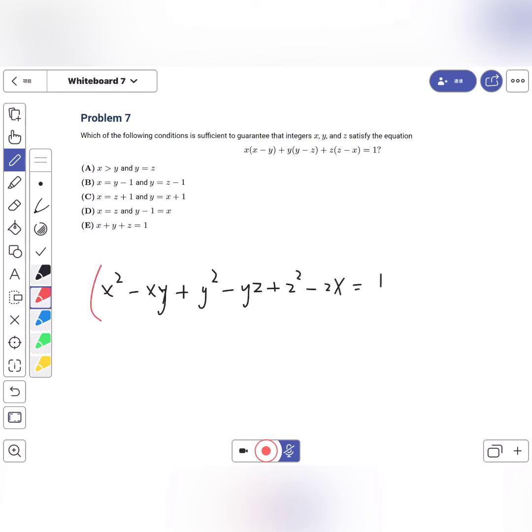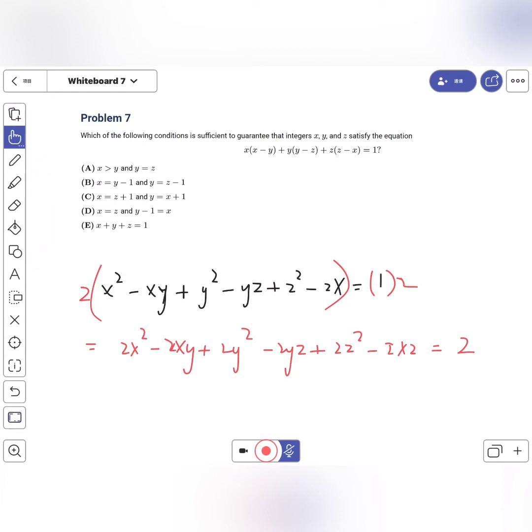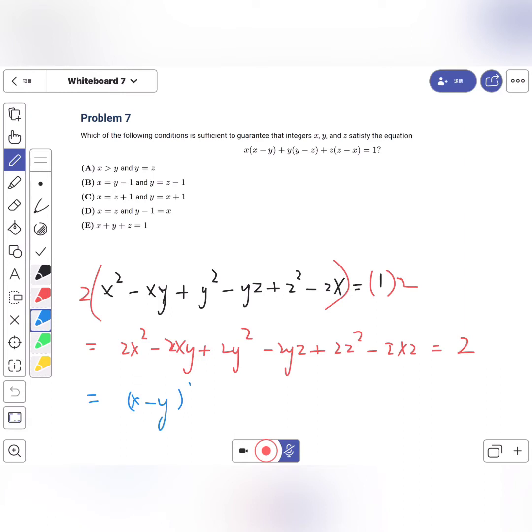Now we multiply the entire thing by 2. So now this gives us 2x squared minus 2xy plus 2y squared minus 2yz plus 2z squared minus 2xz. That is equal to 2. Now we don't want to divide by 2 again, because that literally means doing nothing. But we're going to take out 1x squared, 1y squared, and the 2xy, and this gives us (x minus y) squared.